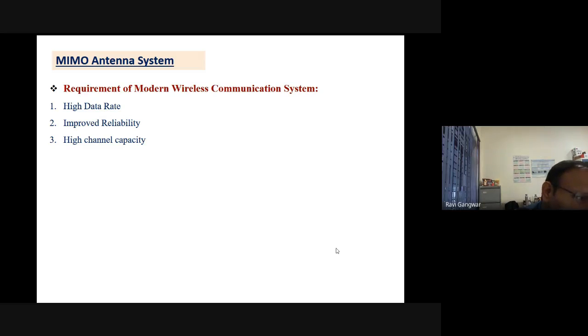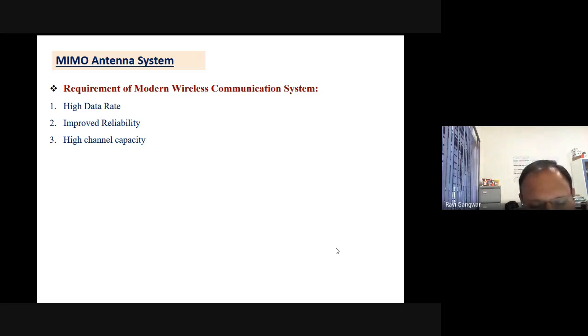Similarly, improved reliability means the system must be reliable, with no lack of security. Whatever data we are transmitting from one place to another, we have to think that the data is going to be secure and reliable. So reliability is another issue, and then the high channel capacity.